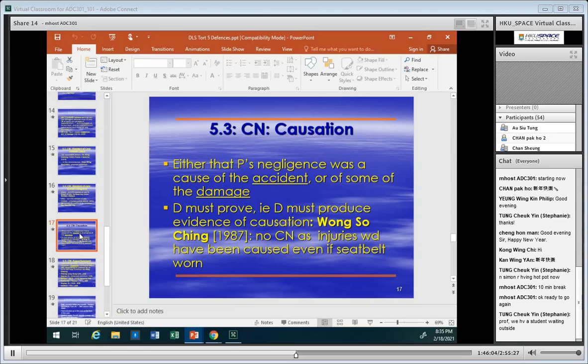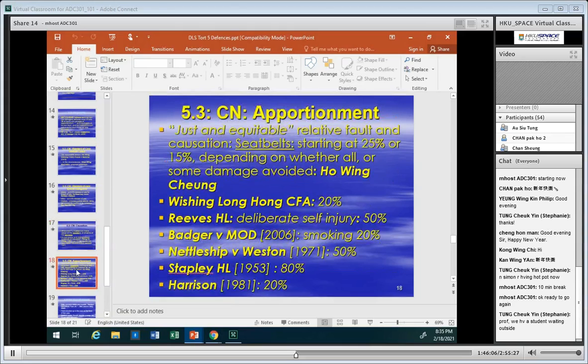Okay, all right. So let's get on now to apportionment, and this sort of comes to numbers, and I have adjusted this PowerPoint slightly. Wishing Long Hong. The amount of contributory negligence in the Wishing Long Hong case was actually 20%. You may have 10% in your particular PowerPoints, but I've amended this. I think the correct figure is 20%.